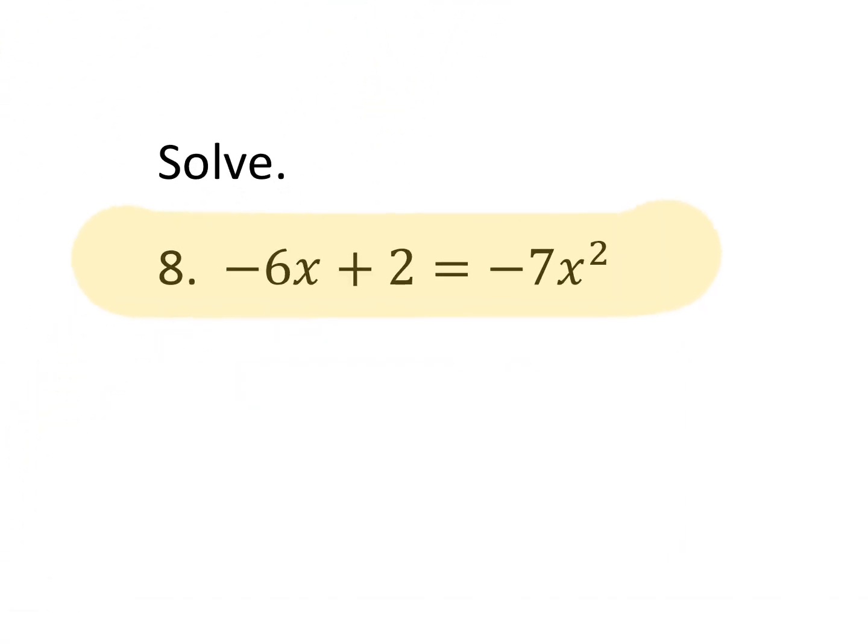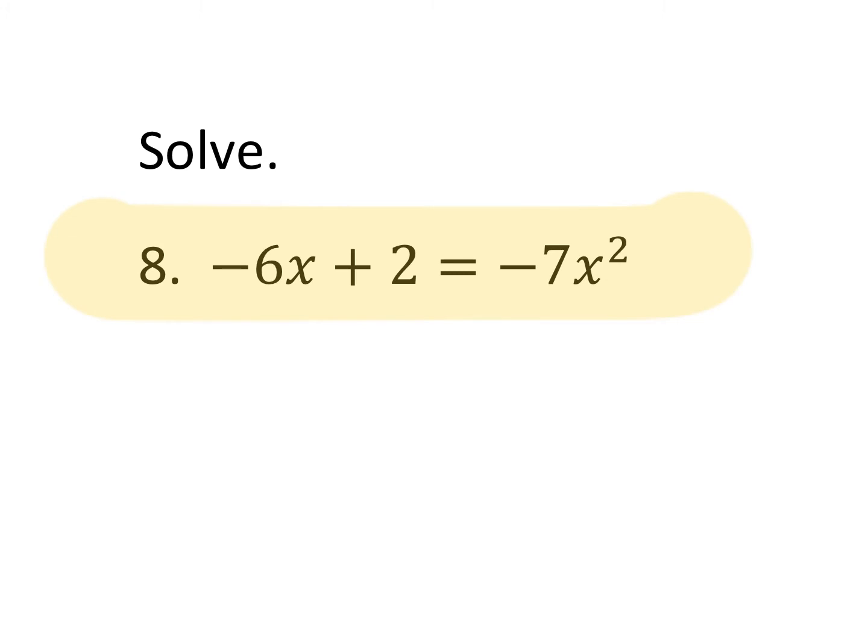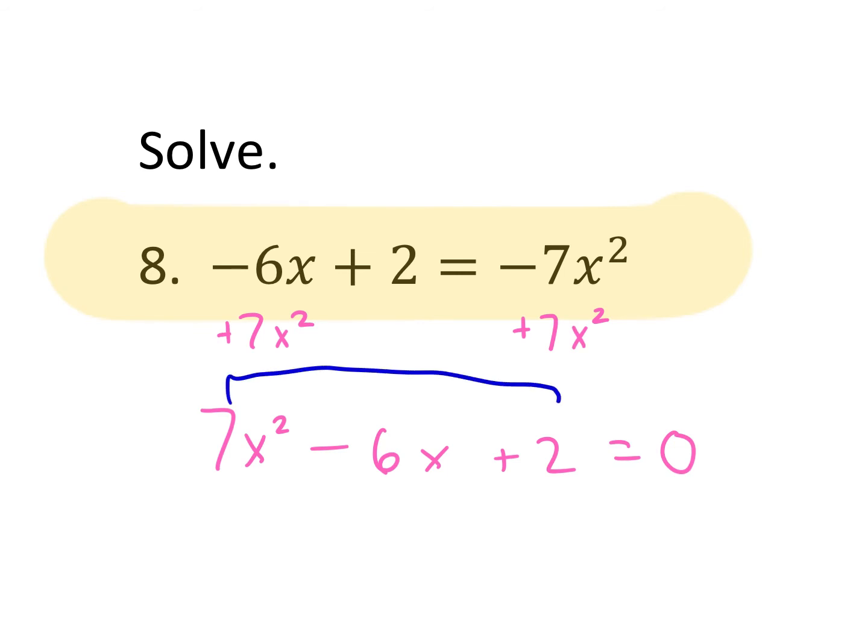All right, let's look at number 8. So here it says to solve. What should I do first to solve? Add the 7x squared to the other side. So I have 7x squared minus 6x plus 2 equals 0. What can I do next? Multiply the first and the last. So 7 times 2 would be 14. Do I have two factors of 14 that add to negative 6?